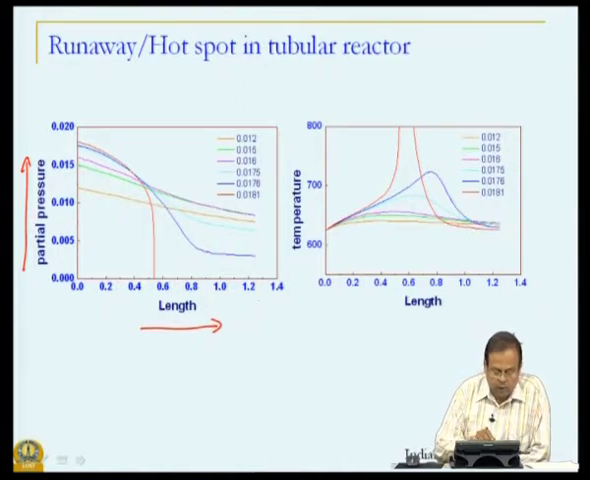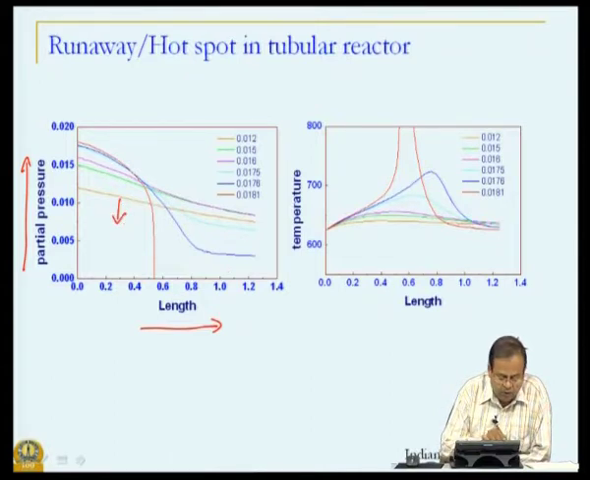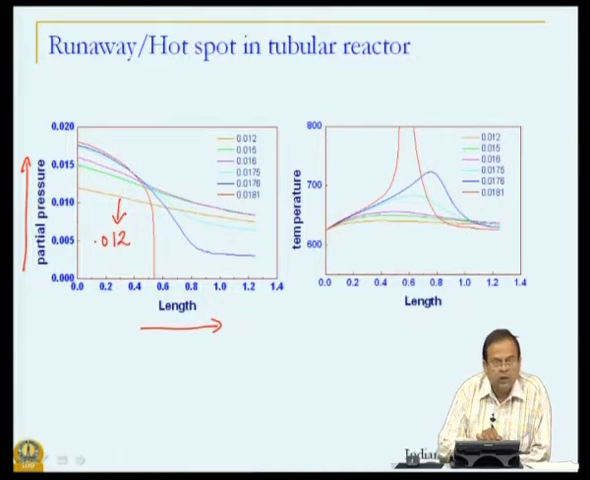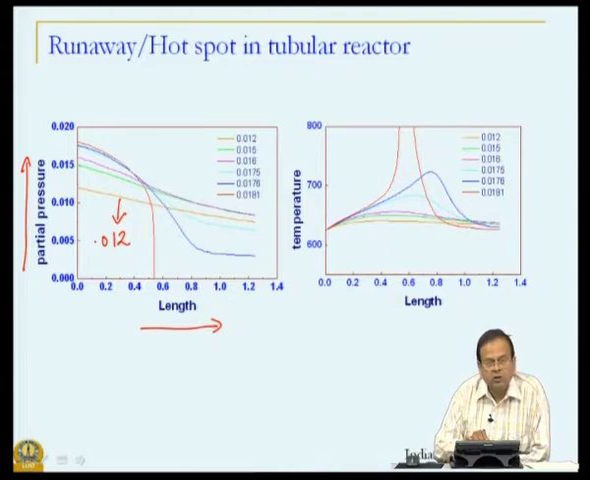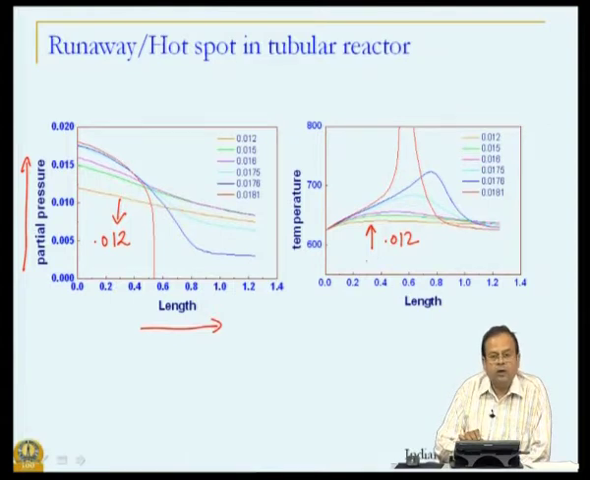The point I would like to make here is that if, for example, our initial partial pressure is 0.012, then we have a slow decrease in the partial pressure as the reaction takes place, and corresponding temperature results are shown over here, where temperature is maintained at a fairly low value.